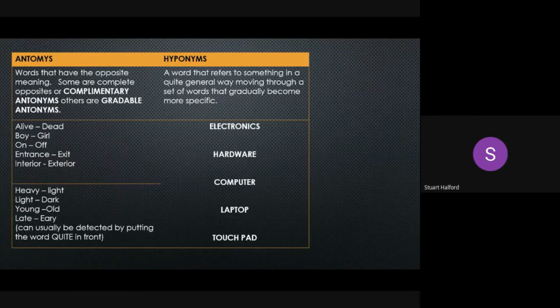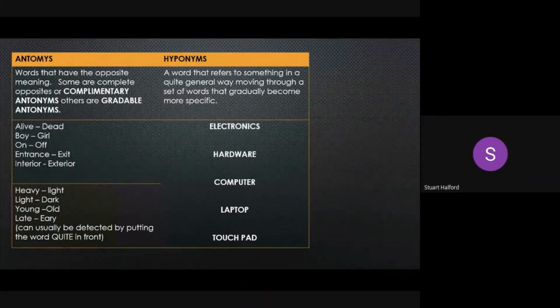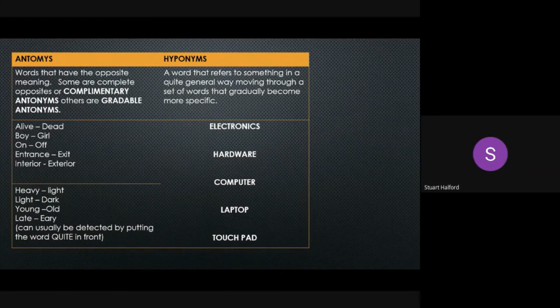And moving on then to antonyms and hyponyms. Dealing with antonyms first, you're probably familiar from GCSE, probably even from Key Stage 3 actually, that an antonym is a word that has an opposite meaning. And we can break antonyms down into two types. We can have complementary antonyms, or we can have gradable antonyms. When there's a binary opposite, it's either or, so alive or dead, boy or girl, on, off, entrance, exit, interior, exterior. These are what we call complementary antonyms.